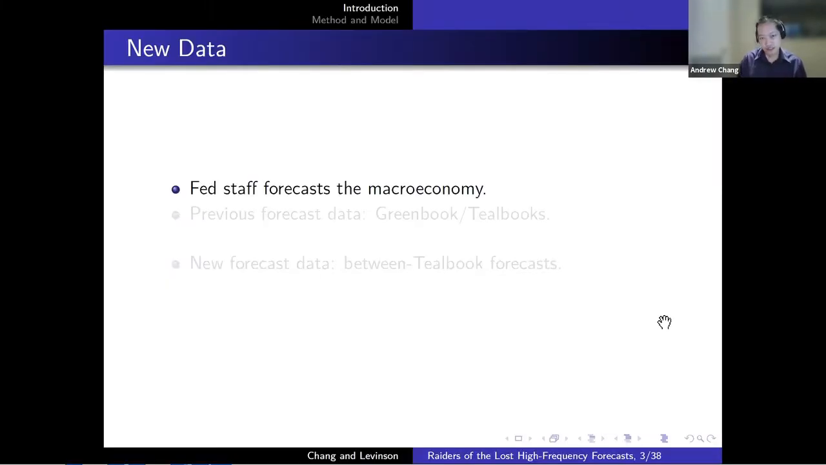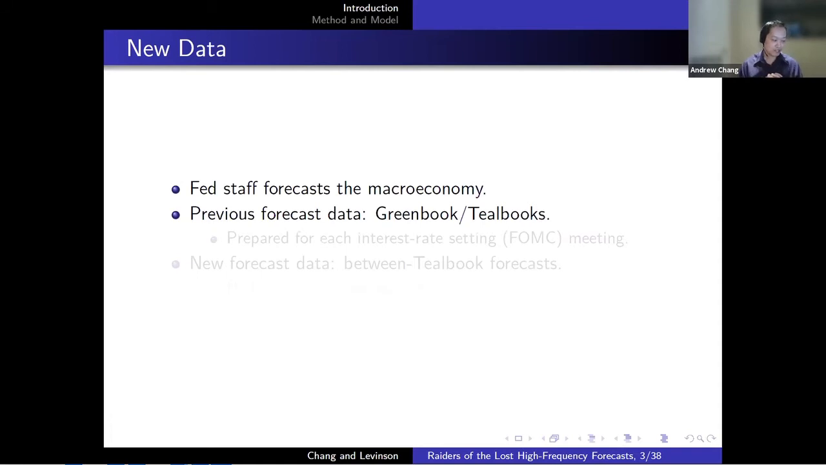Okay, so a little bit of background. The Fed economists, RAs, the staff are actively engaged in forecasting the macroeconomy, and we produce forecasts for each meeting of the Open Market Committee. These have been called green books or teal books. They're pretty well known. They're hosted on the Federal Reserve Bank of Philadelphia's website. We post our projections of the economy, including GDP.